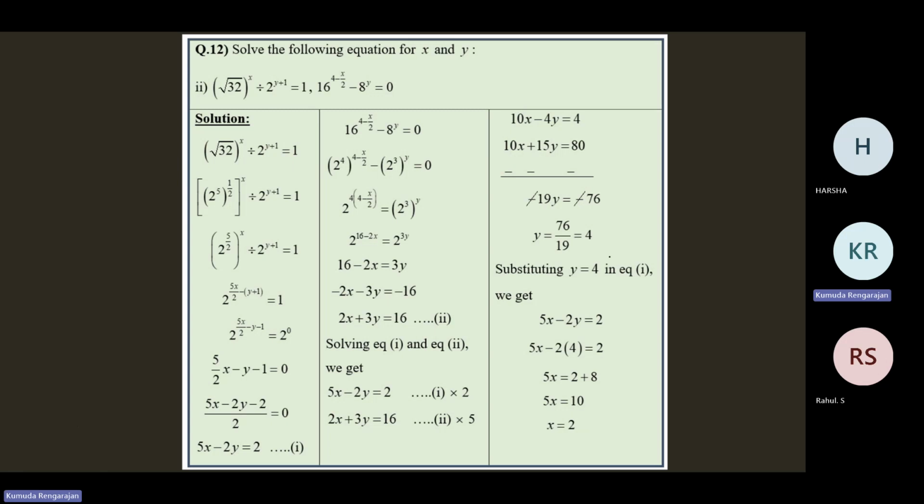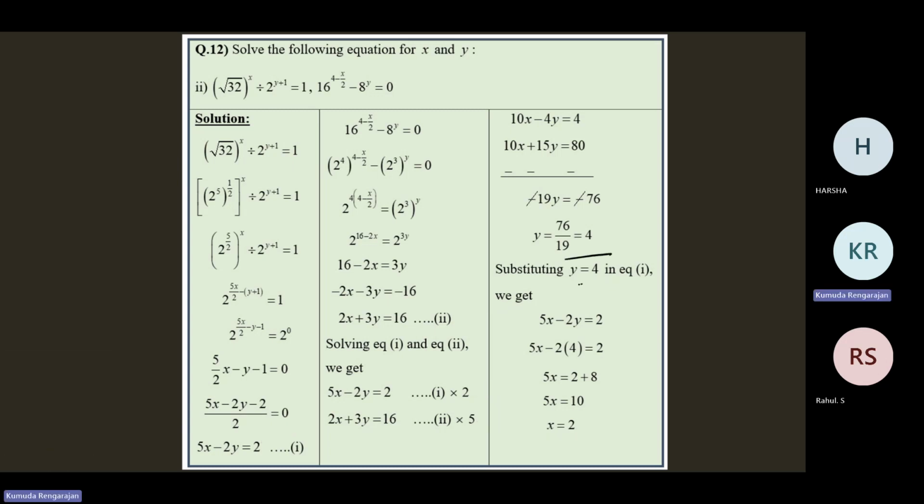Now, as we did in the earlier answer, substitute y is equal to 4 in any one of the two equations. These are the primary two equations. And these are the two equivalent equations. You can substitute in any equation. You will get the same value for x. You can substitute in the primary equations 1 and 2 or in their equivalents here. You will get the same result.